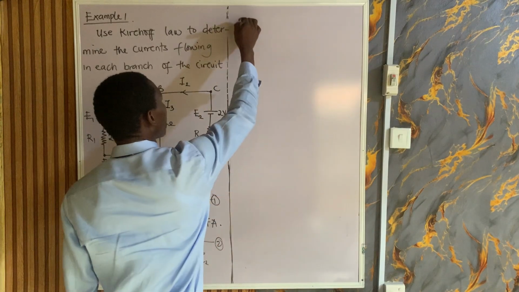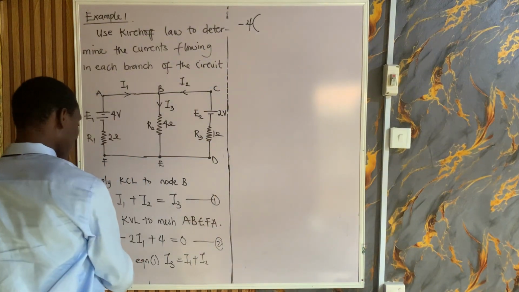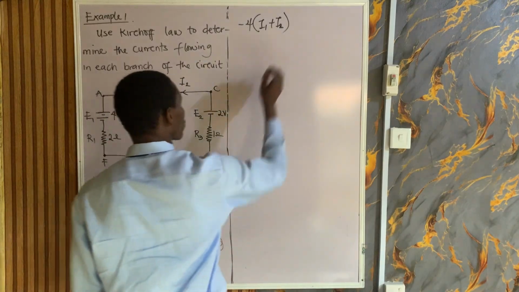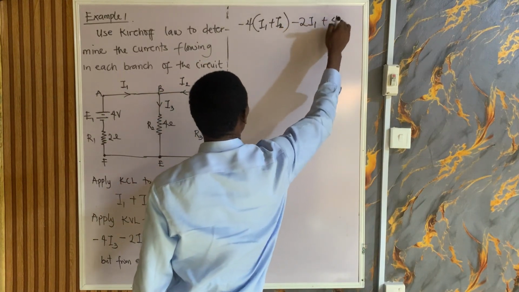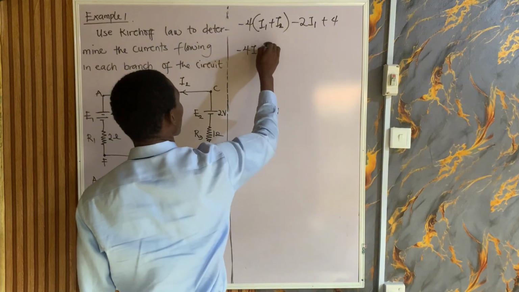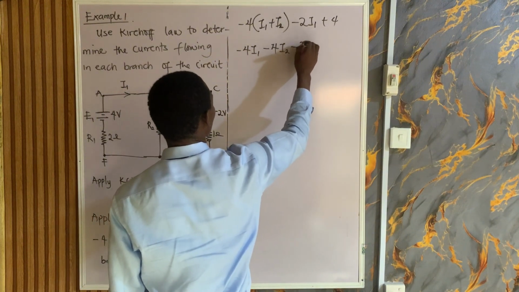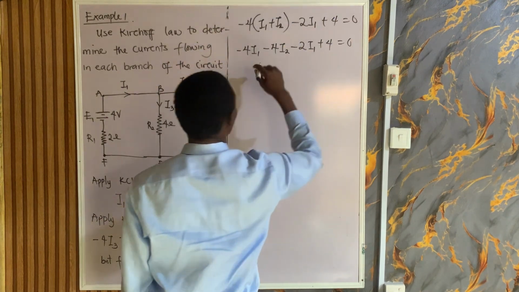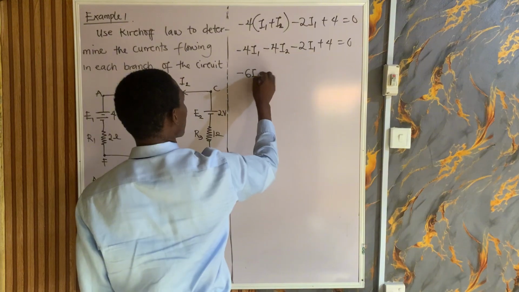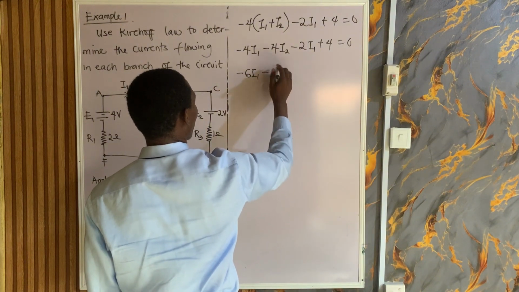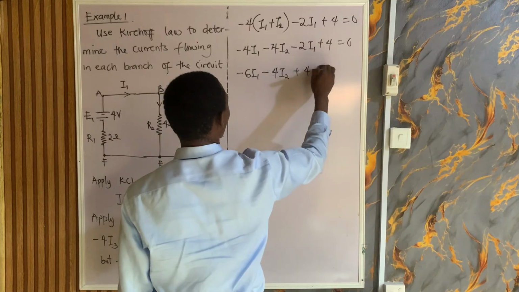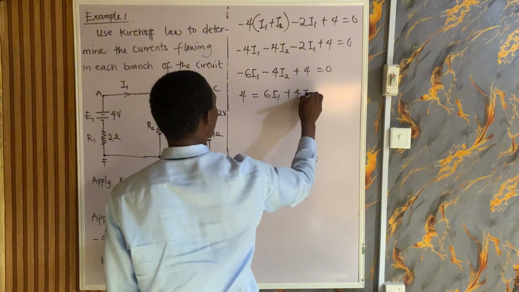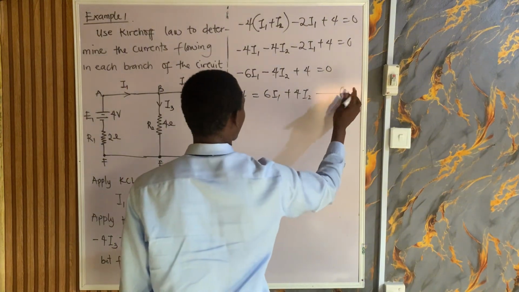Doing that, I will have minus 4 into brackets. Instead of I3, I'm going to have I1 plus I2. Then minus 2I1 plus 4. So this will give me minus 4I1 minus 4I2 minus 2I1 plus 4 equals 0. So this will be minus 6I1 minus 4I2 plus 4 equals 0. So this is going to be 4 being equal to 6I1 plus 4I2. This is equation 3, sorry.